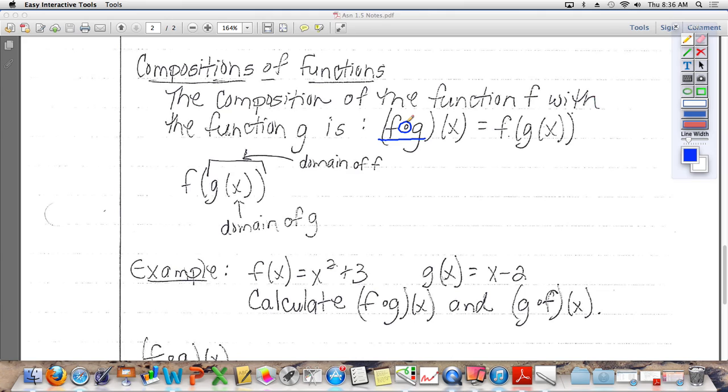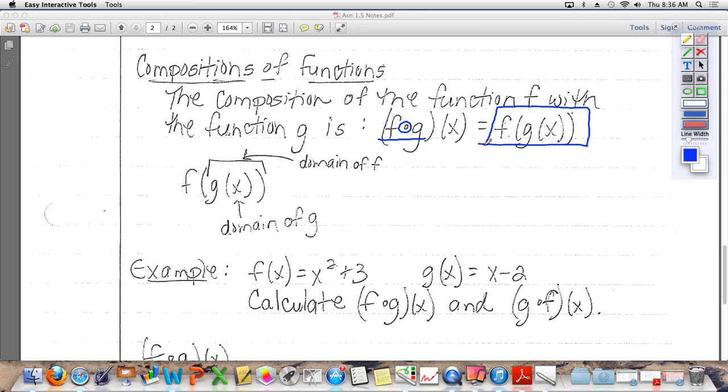Now look what that means. F comp g of x really means, and this is the important thing that's going to mean more to you, f of g of x. That's what f comp g of x means.